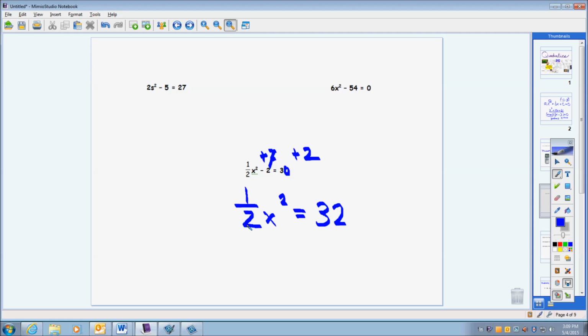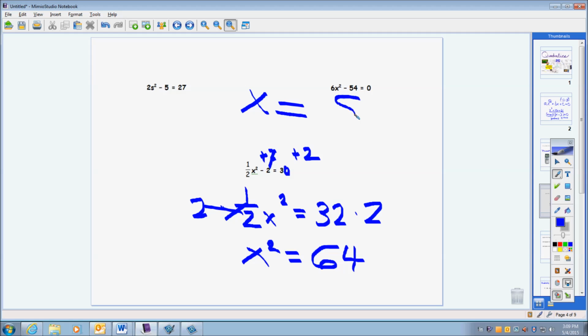Now, I'm going to get rid of the 1/2. Don't divide it by 2. I'm going to multiply it by 2 because I want to take the reciprocal. So I'm going to multiply this by 2 and this by 2. So these are gone. So x squared is going to be equal to 64. Now, take the square root of 64. So we know that x equals 8.